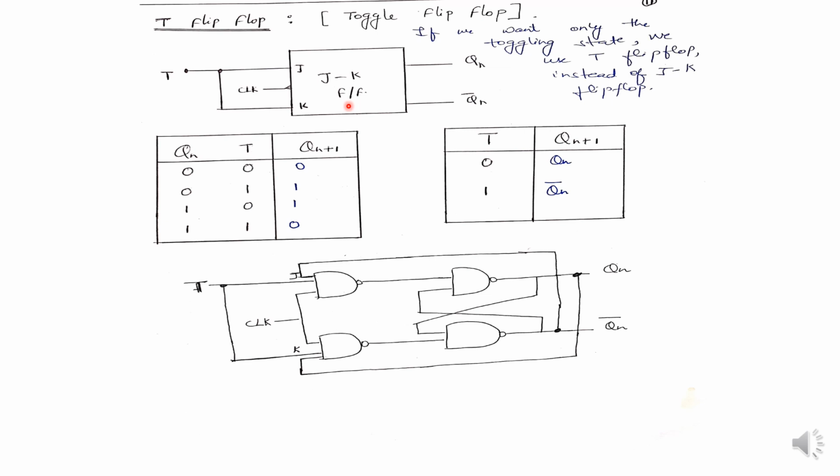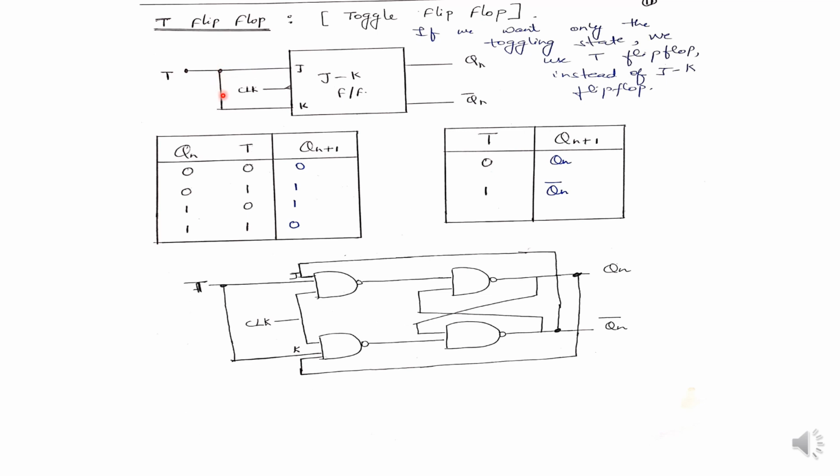As you all know, in JK flip-flop, we have a toggling condition. Do you remember the states when there was the toggling condition? It was when J equals 1 and K equals 1. So, if we just require the toggling condition, the J equals 1 and K equals 1 state, there is no need to use the whole JK flip-flop. We will just directly use the T flip-flop. T flip-flop is very simple.